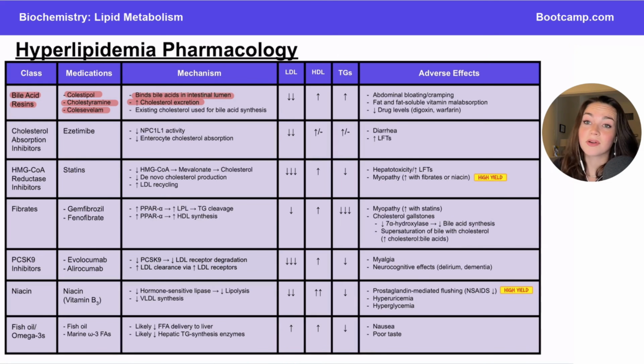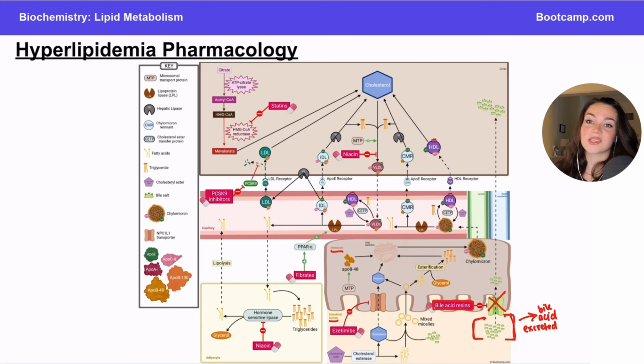And then on top of all of that, your body needs to make more bile acids to replace the ones that aren't being recycled. So existing cholesterol is going to be used to synthesize new bile acids, and that'll take more cholesterol out of your circulation. So all of that is to say that these bile acid sequestrants are going to decrease the cholesterol levels in the liver. And the effect that that's going to have is it is going to promote more LDL receptor expression.